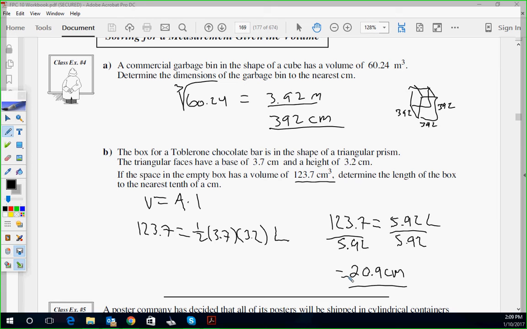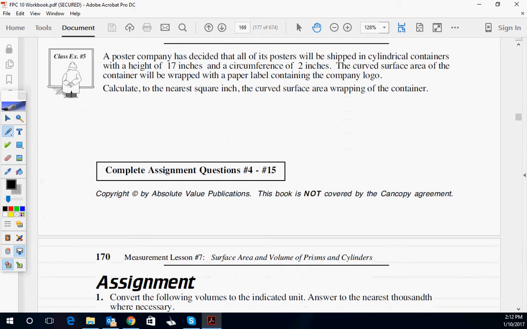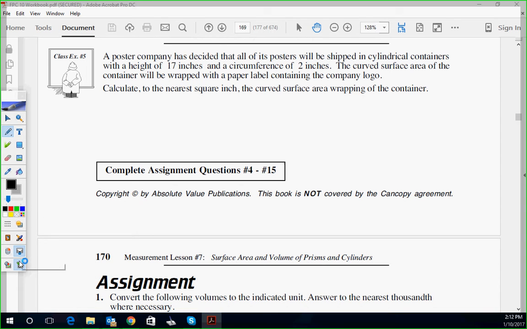Okay, last example here. This one's really quick, and we'll be done. A poster company has decided that all the posters will be shipped in a cylindrical container with a height of 17 inches and circumference of 2 inches. The curved surface area, the part you're wrapping around that cylindrical container, will be wrapped with a paper label containing the company logo. Calculate to the nearest square inch the curved surface area of the wrapping container.